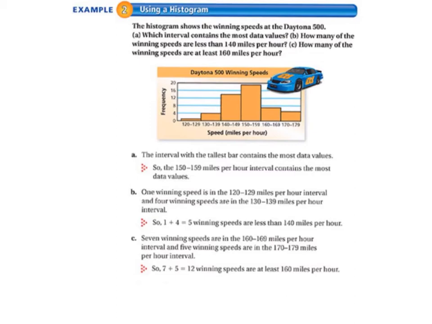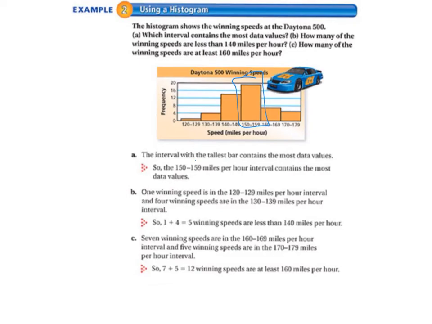So let's look at A. The interval with the tallest bar contains the most data values. So the 150 to 159 miles per hour interval contains the most data values.